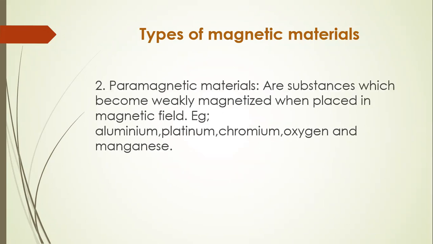The second one is the paramagnetic materials. These are substances which become weakly magnetized when placed in a magnetic field. Take an example: aluminum, platinum, chromium, oxygen, and manganese. These are just a few of the substances which become weakly magnetized when placed in a magnetic field.